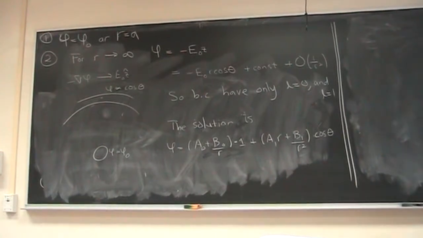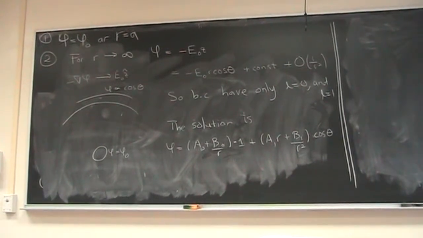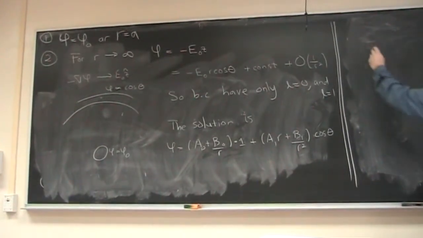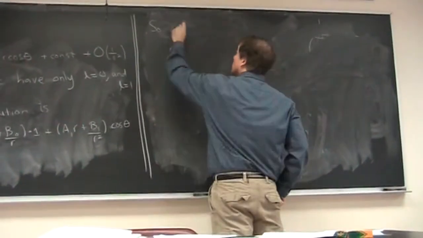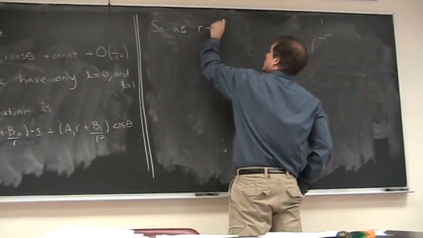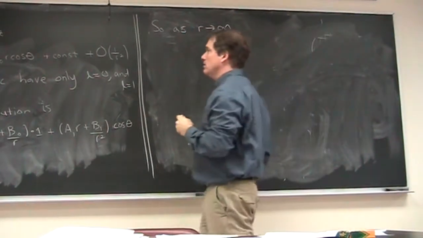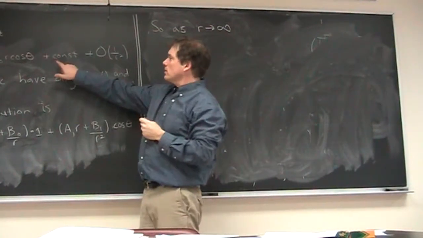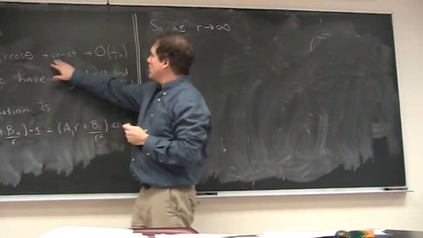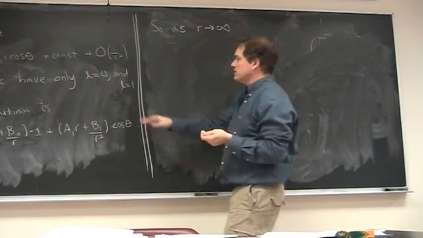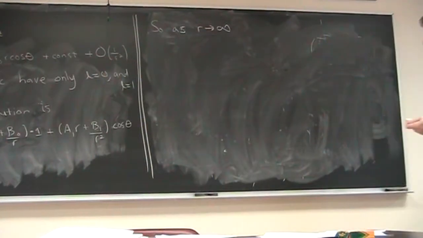Okay, so first let's look at infinity. It's still on the board. As r goes to infinity, the solution has to take this form: minus E naught r cosine theta plus a constant plus something which is of order 1 over r squared at least.